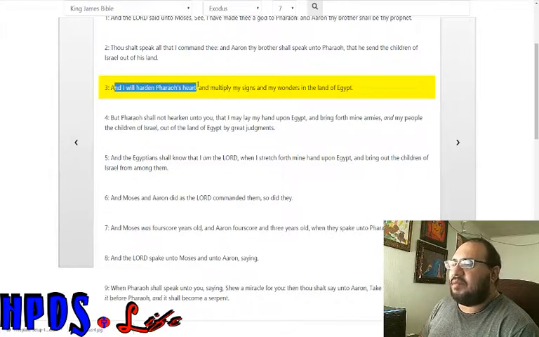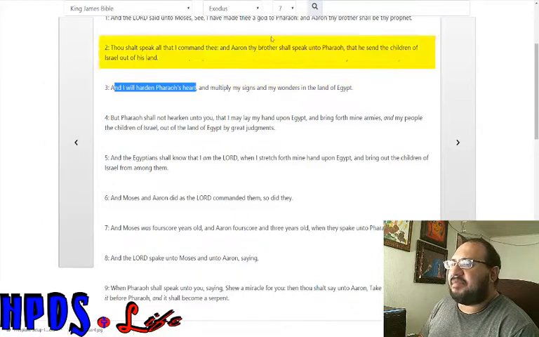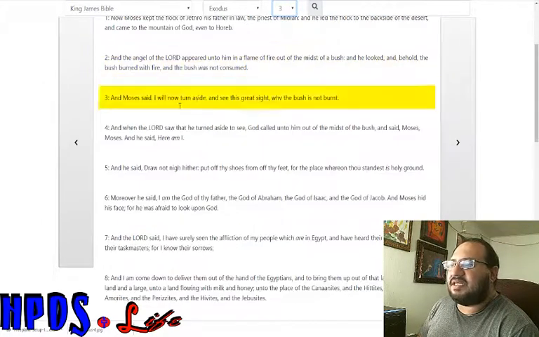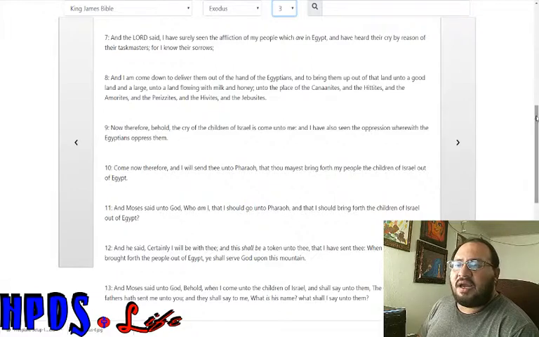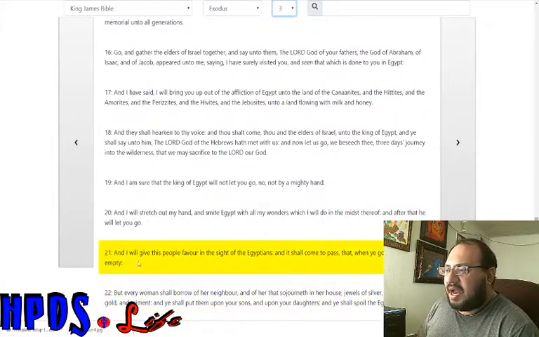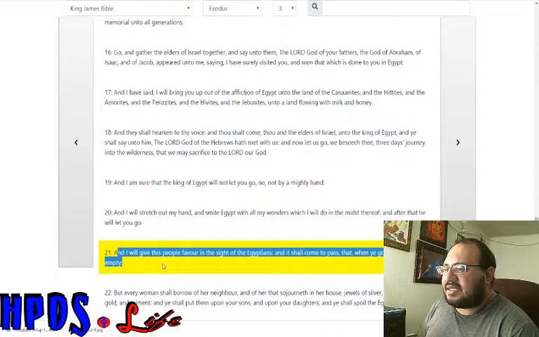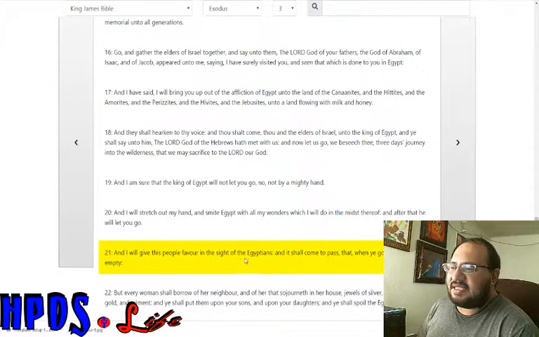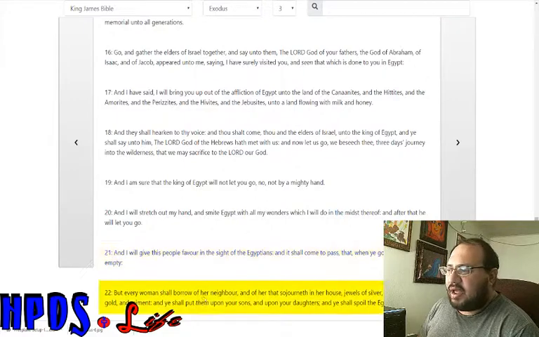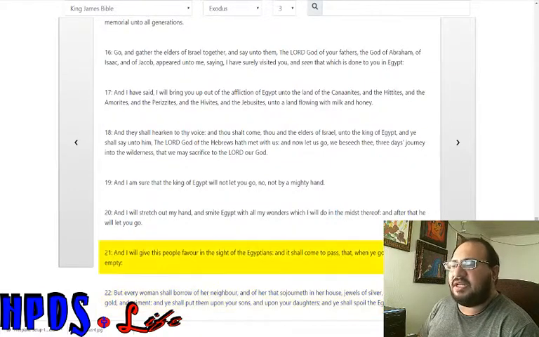He could have made him a little bit more, and we do see that. Remember at the end of chapter 3, that prophecy, what does he say? So he says he's going to harden the heart of Pharaoh, right? But right here at the end of chapter 3, verse 21, it says, and I will give this people favor in the sight of the Egyptians. And it shall come to pass that when ye go, ye shall not go empty, but every woman shall borrow of her neighbor and of her that sojourneth in her house jewels of silver and jewels of gold and raiment, and ye shall put them upon your sons and upon your daughters, and ye shall spoil the Egyptians.